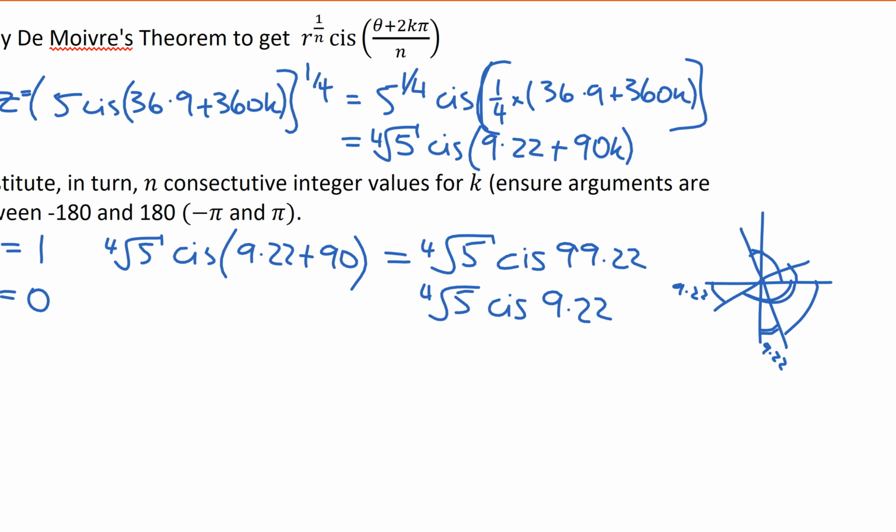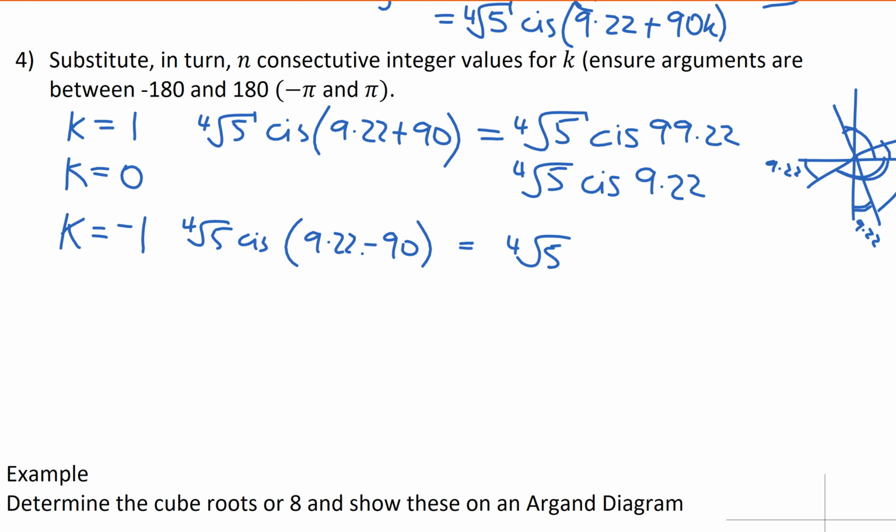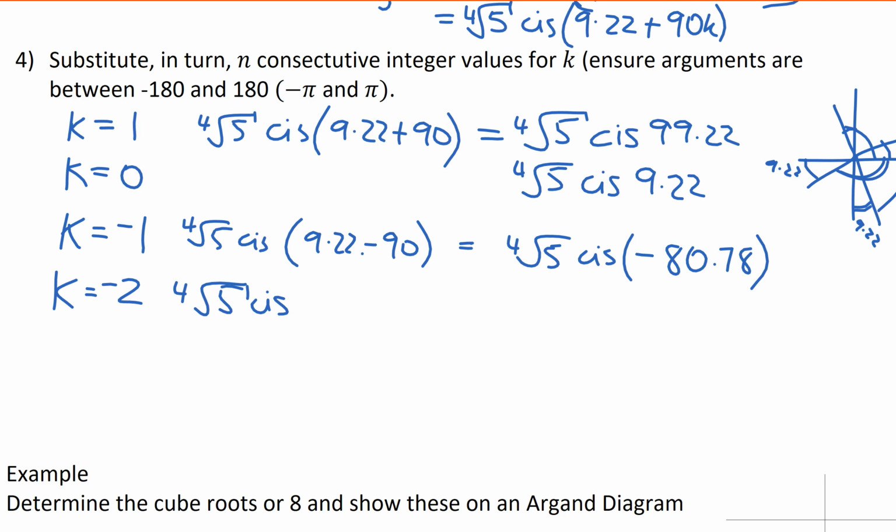90 minus, 80 point something. Again, we're still trying that old chestnut. Let's just chuck in k is -1, and then go, okay, so this is going to be the 4th root of 5 cis 9.22 minus 90. Does that make sense? Yeah. That's going to be negative. And then k equals 2, because if it was -2, they'd go over 180. That's not what you want. So let's just try it. So that's when k is -2.